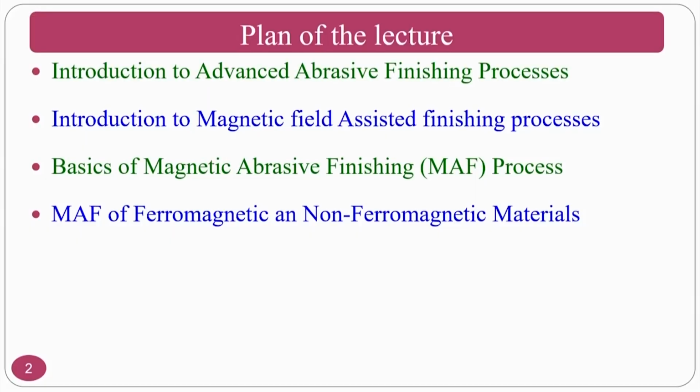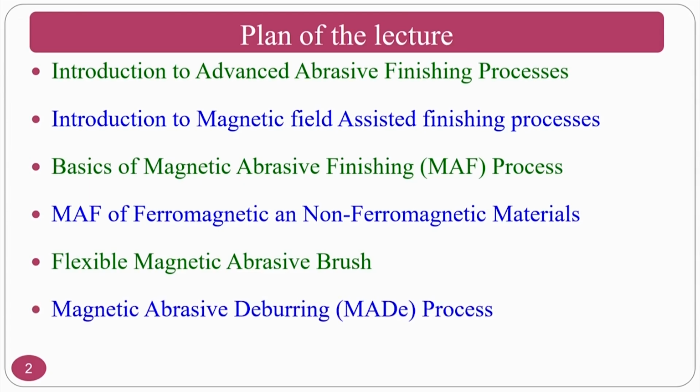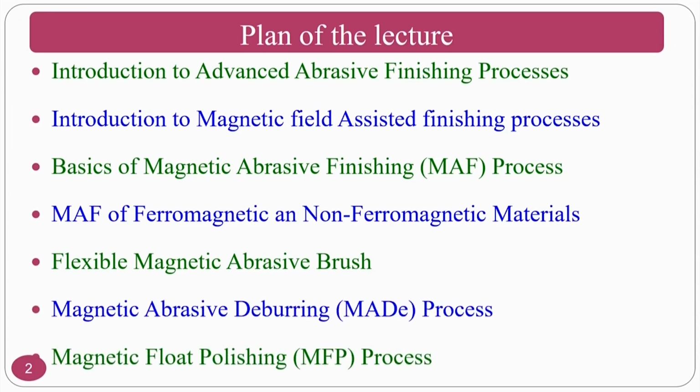and other things, and magnetic abrasive finishing of ferromagnetic and non-ferromagnetic materials, where the mechanism of material removal, how it will take place, how the flexible magnetic abrasive brush will form and other things. How this particular brush is responsible for finishing. Then the magnetic abrasive deburring process as well as the magnetic float polishing process, we just see a glimpse of these processes at the end.